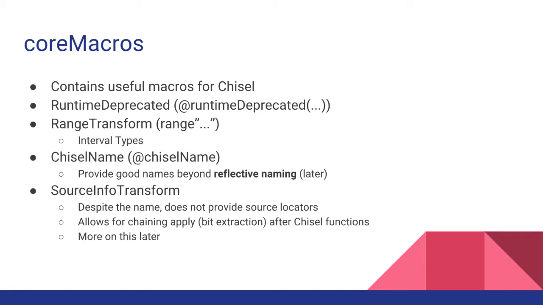Despite the name of it, this actually does not provide source locators, which is very funny and very surprising to people sometimes when they're trying to debug it. What it actually does is it allows for chaining apply, which is bit extraction when you use it on Chisel types, after you call a Chisel function. I'm going to talk more about that later because that's kind of a subtle issue. And it's a little bit odd, and it results in a lot of the source code of Chisel looking strange. And so it's a very important thing that I'll talk about in a minute.